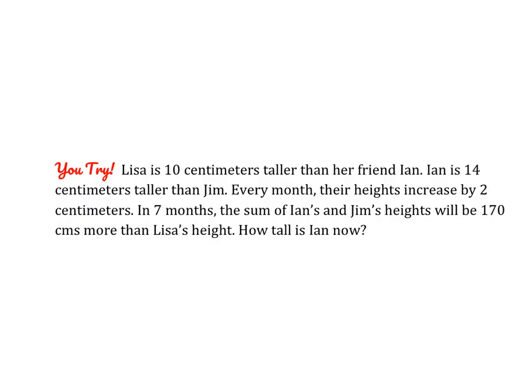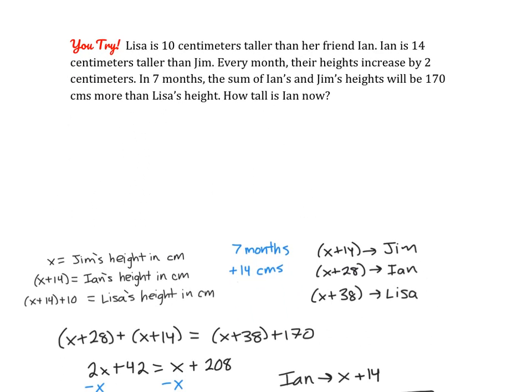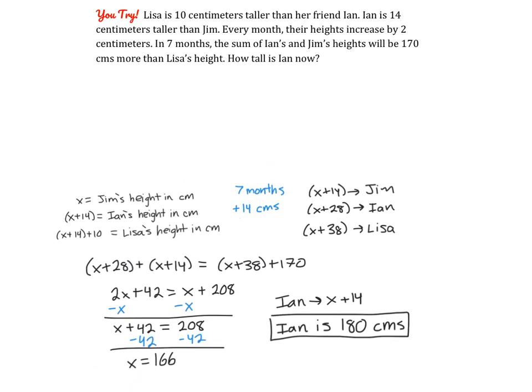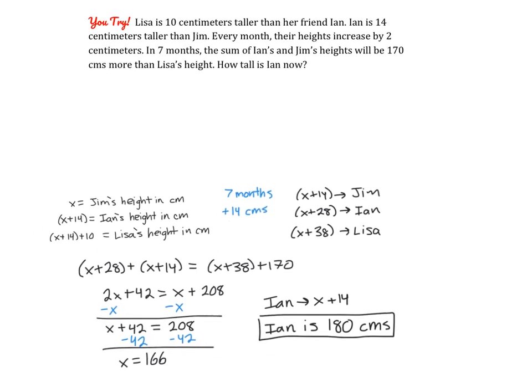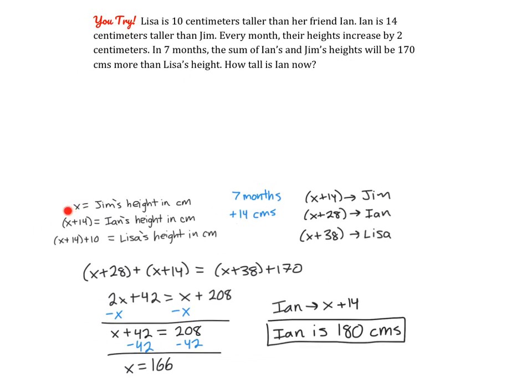All right, here's the last problem. This one is a little bit tricky, so take your time, pause the video, and try it on your own. All right, so let's have a look here. So first thing that I did was I found a way to describe everyone's height in terms of x. So I said that x is Jim's height. X plus 14 is Ian's height because it says that Ian is 14 inches taller than Jim.